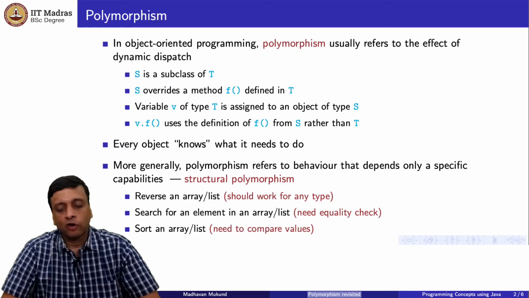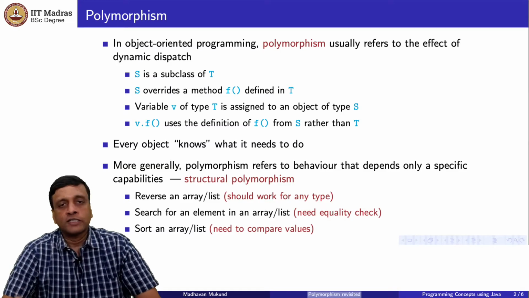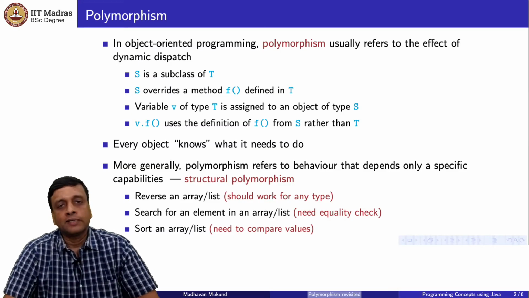And of course, sorting we have already seen before. In order to sort something, you need to be able to compare two elements and decide which one is smaller, which one is bigger. So you need a comparison function, not just whether one is equal to the other or not.